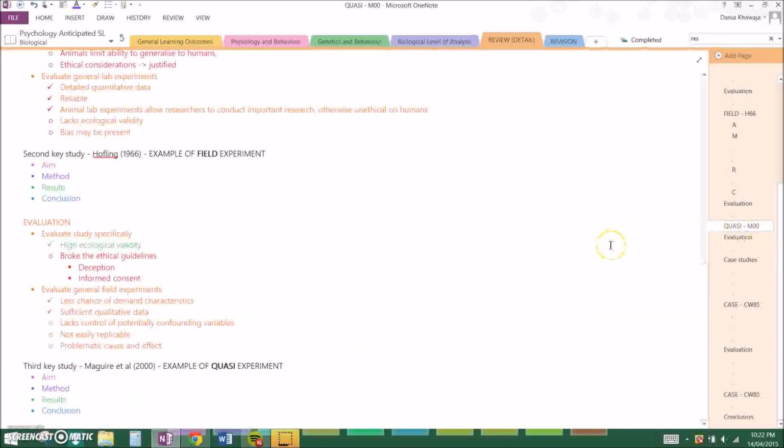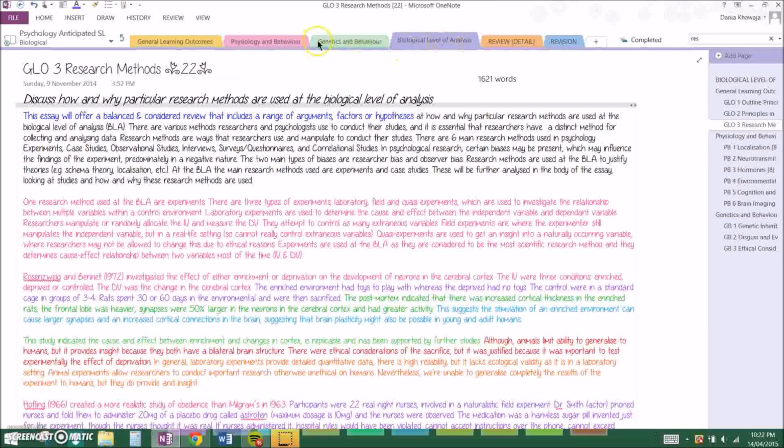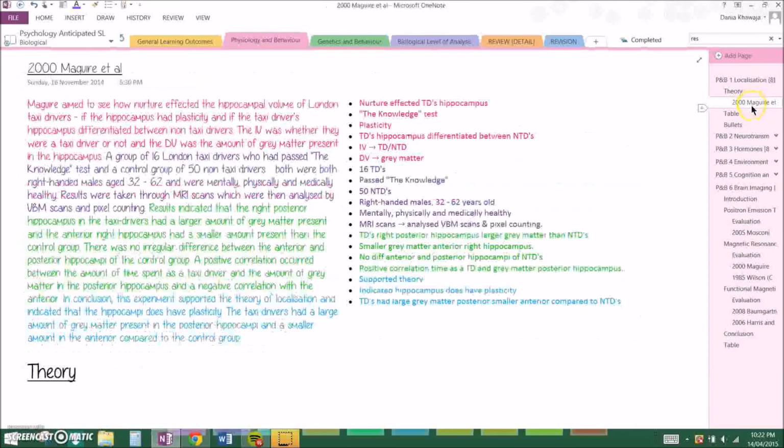Now, the quasi-experiment is McGuire et al. 2000, and I've actually already done a video to this. It was a stop motion. I will link you to it right here, but I'm running out of time, so I cannot cover it. But you can also just screenshot, just pause the video and read this through. These are my notes for McGuire et al.